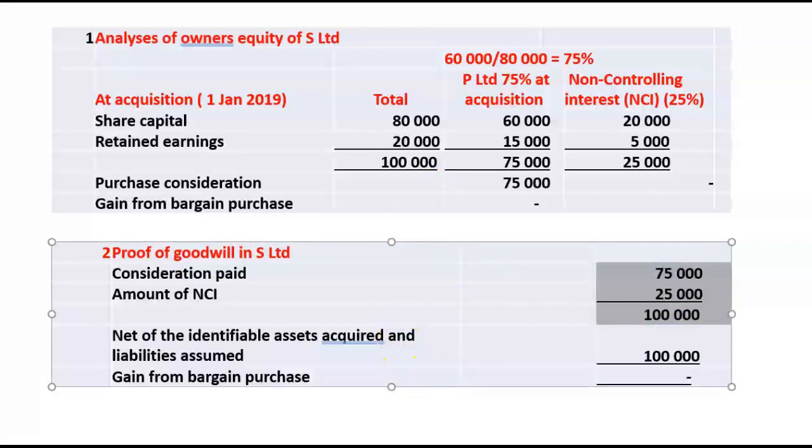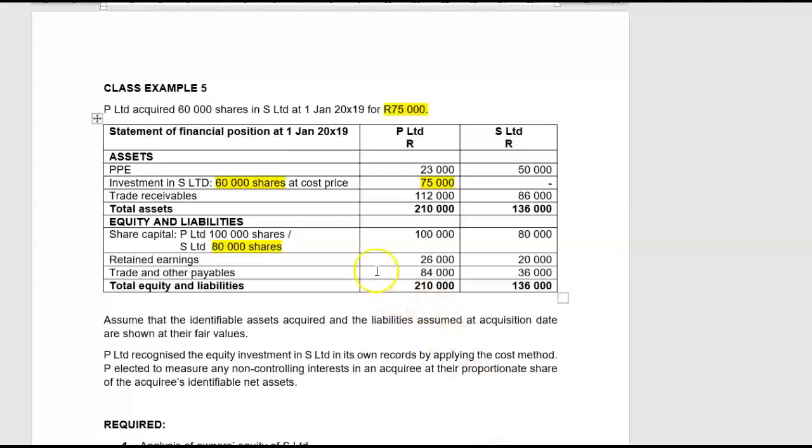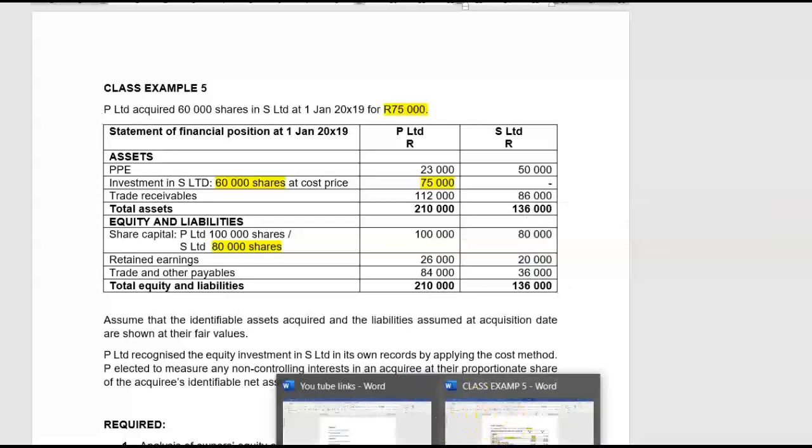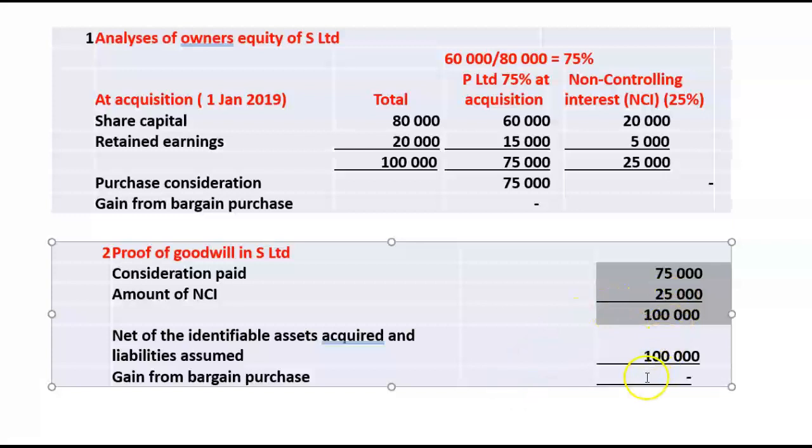What is the underlying value of the net identifiable assets? Now guys, you can work it out. There's the total assets, 136,000, less the liabilities of 36,000, and that brings you back to the 100,000 Rand. So the identifiable assets and the liabilities assumed are 100,000. So the amount paid by P Limited plus outside shareholders is exactly the same as the underlying value of the net assets. So there's no goodwill or gain on a bargain purchase.